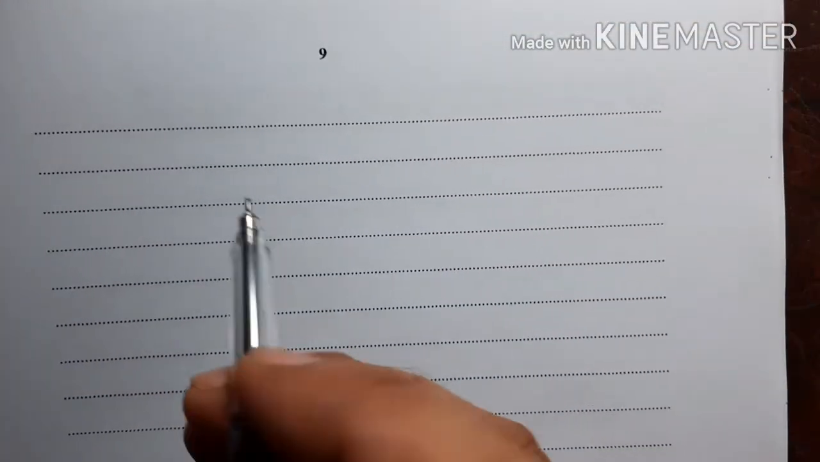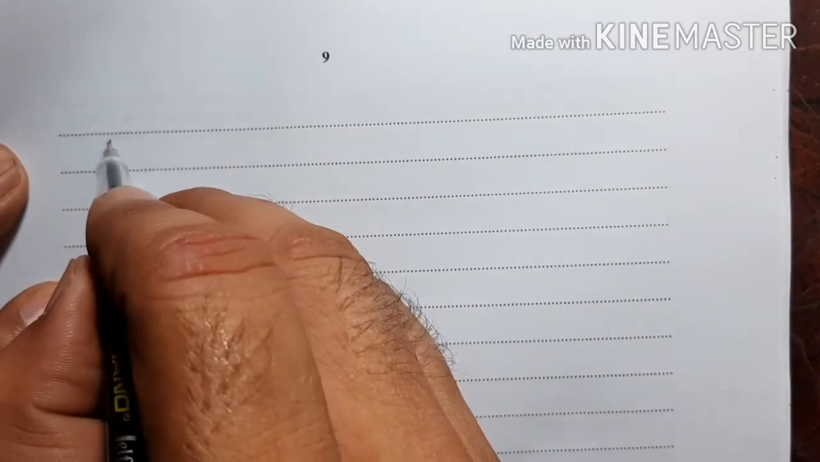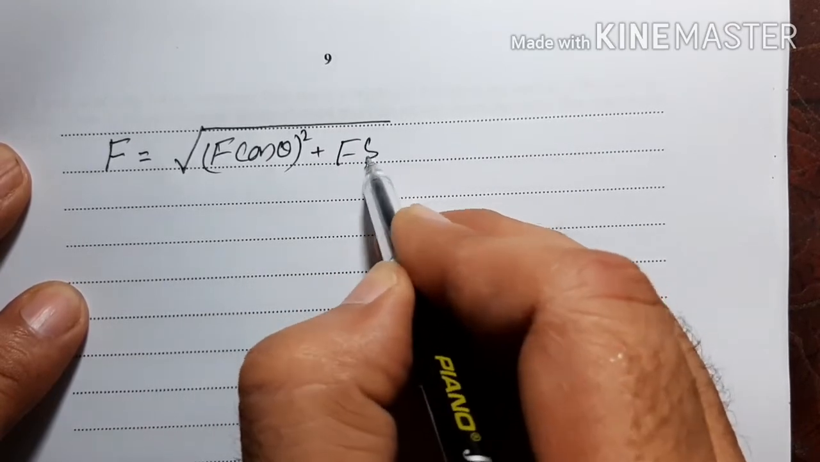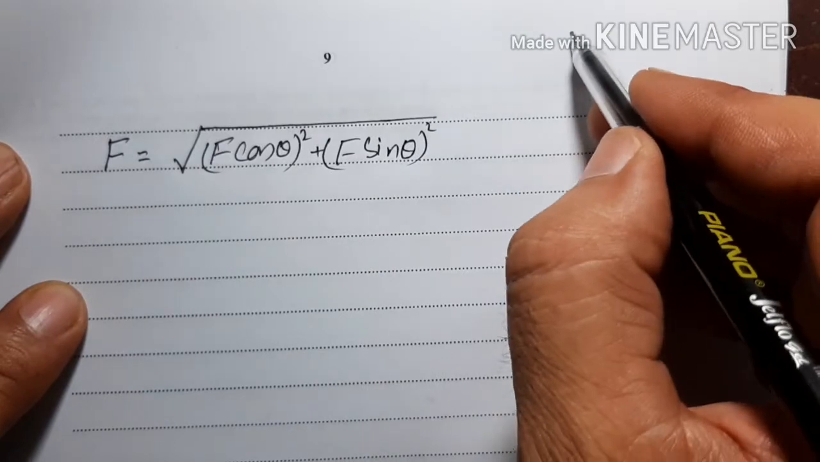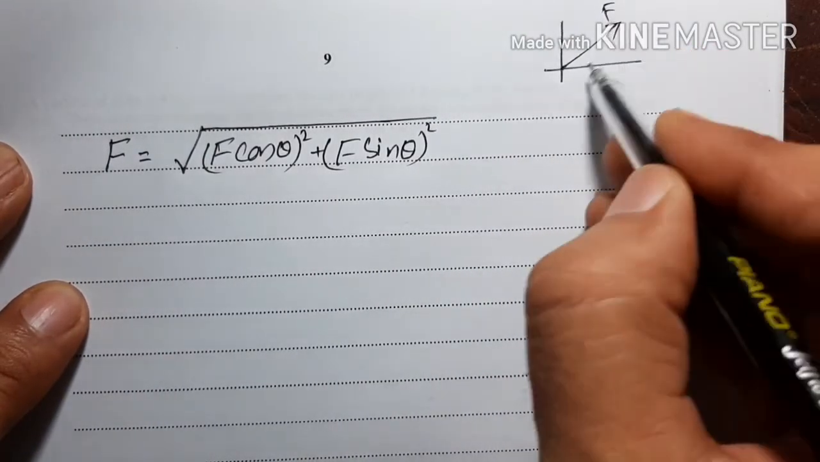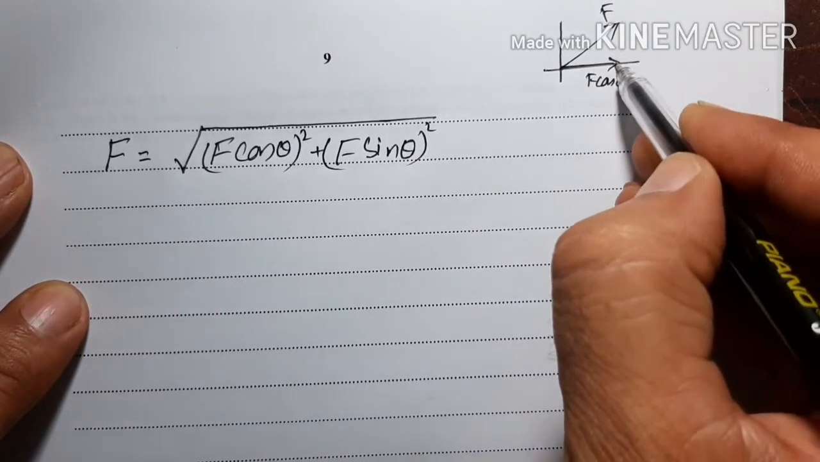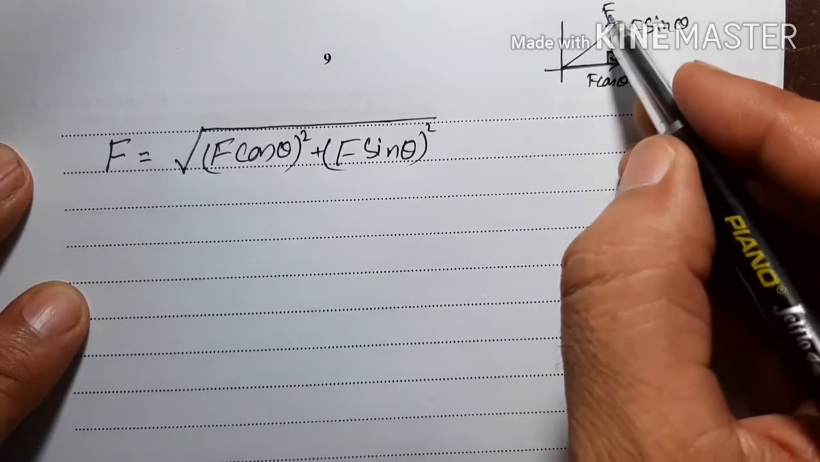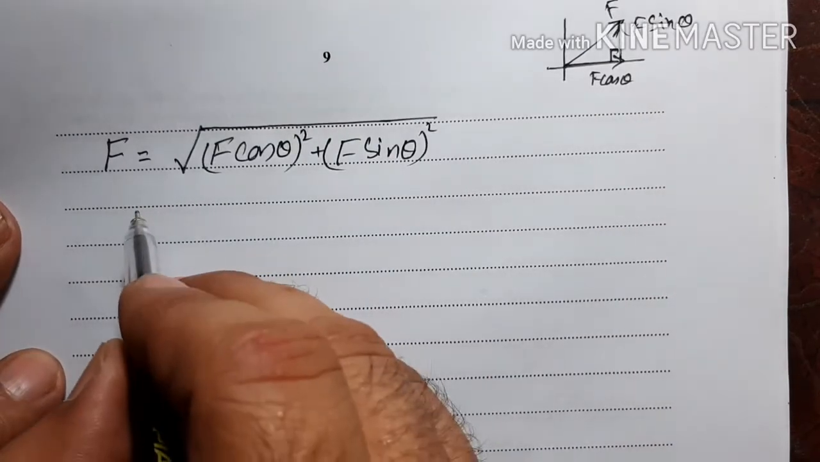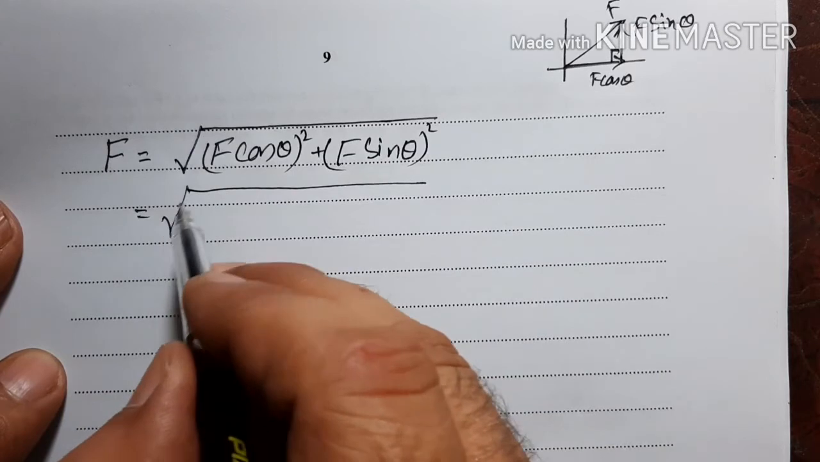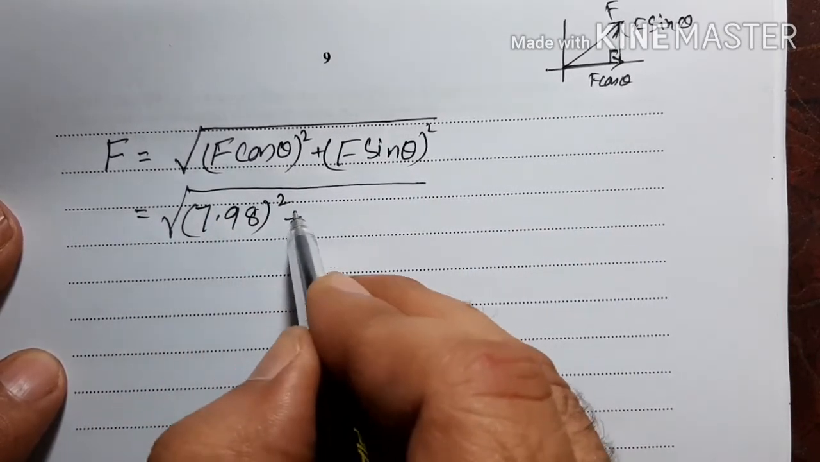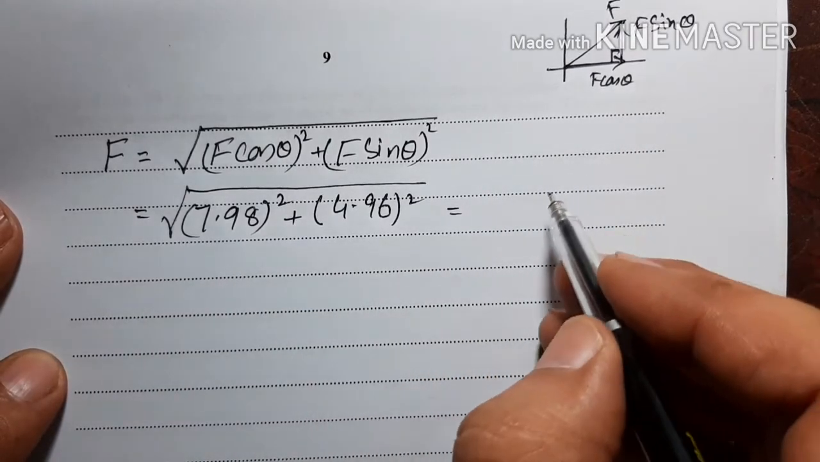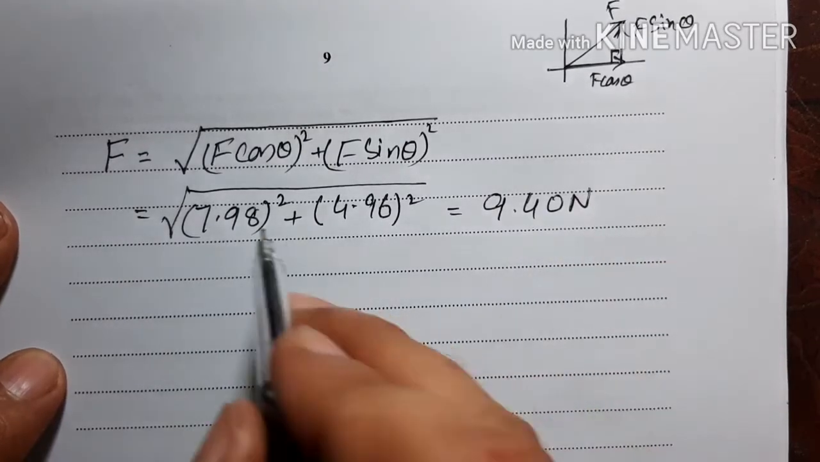So I know the formula for the resultant, which is F is equal to the square root of F cos theta squared plus F sin theta squared, because if this is a resultant force F, then this component is F cos theta and this component is F sin theta. So this F is actually the hypotenuse of this right angle triangle. So by Pythagoras theorem, F should be equal to this square plus this square. Now by putting the values, F cos theta is 7.98 squared plus F sin theta is 4.96 squared, and this becomes 9.40 newtons by calculator. So this is the resultant force.